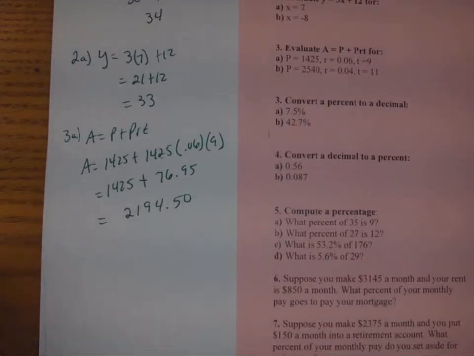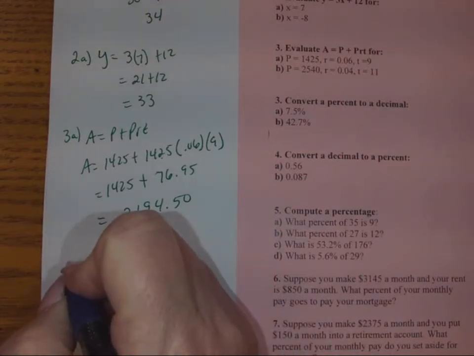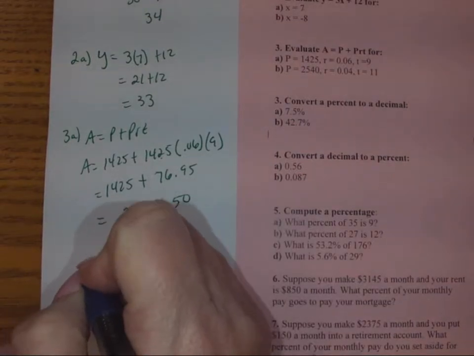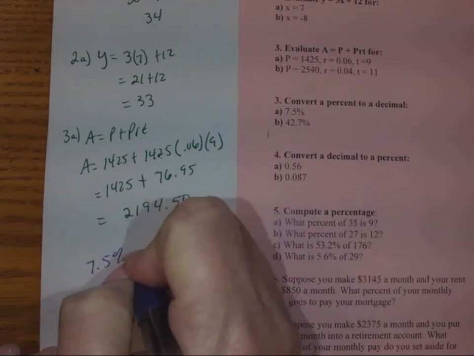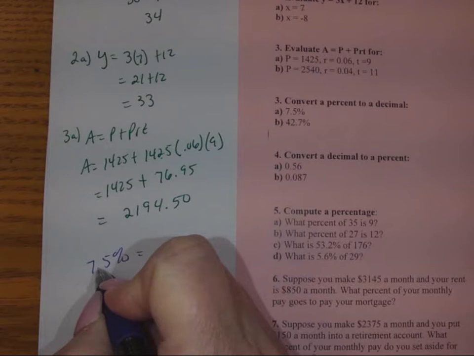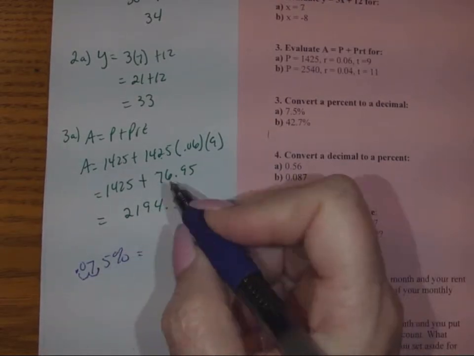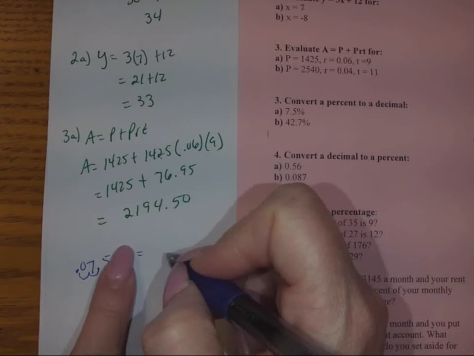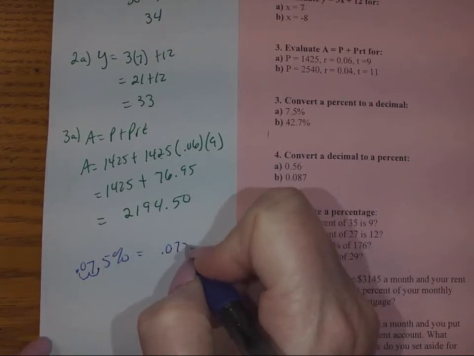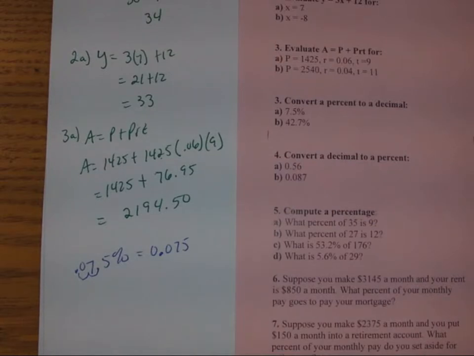Our next problem, we are going to do some converting. We're going to convert a percent to a decimal. And so we are looking at 7.5%. And we need to convert it to a decimal. So we're going to move it to the left 2 places, and let go of the percent sign. So it'll be 0.075, and you can put a 0 in front or not, either way, to get our decimal.